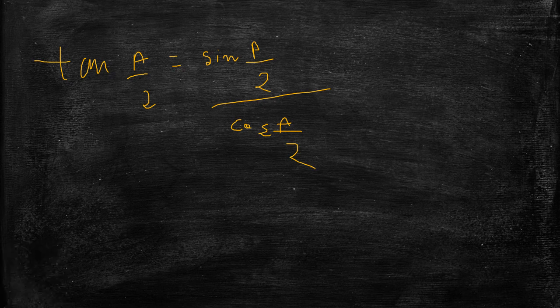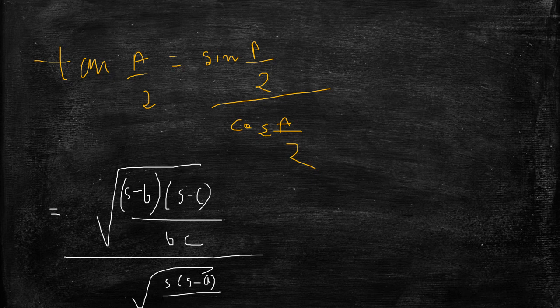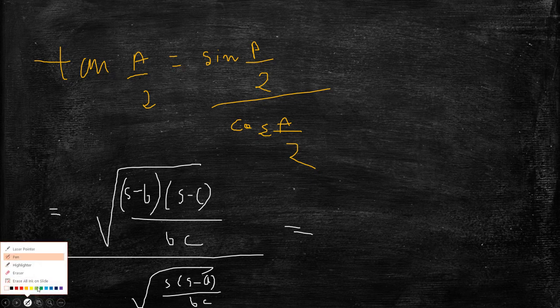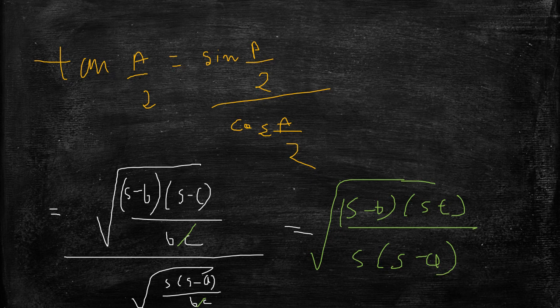So what will be my sine of a by 2? My sine of a by 2 will be under root of (s minus b)(s minus c) upon bc. And what will be my cos of a by 2? It will be under root of s times (s minus a) by bc. So I will just multiply by reciprocating it. I will get under root of (s minus b)(s minus c). Now this bc will get cancelled, and I will get it divided by s times (s minus a). So that's my tan of a by 2.